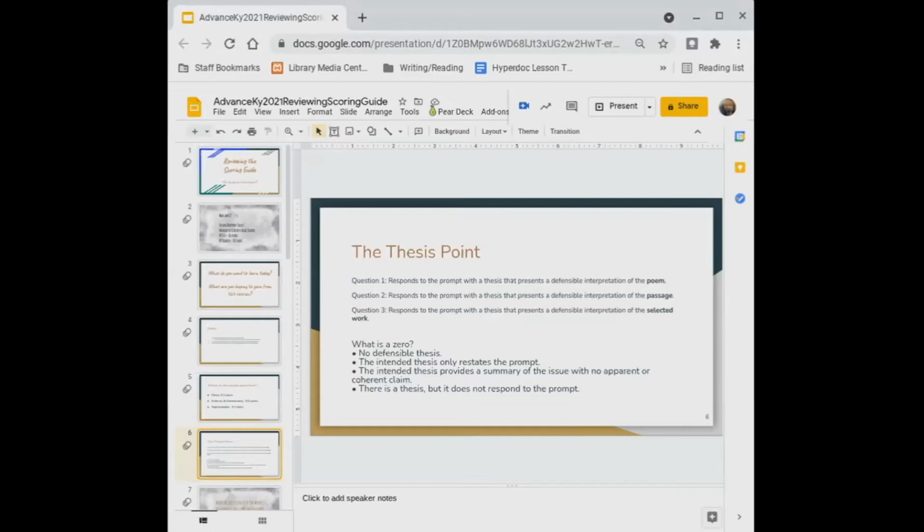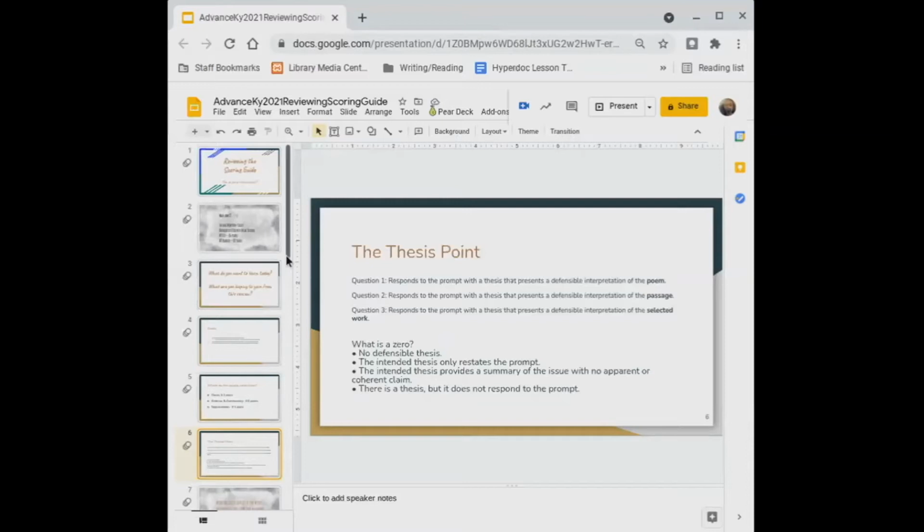Has anyone been missing the thesis point? You can just type, or you can raise your hand too. Who's been missing the thesis point? Nobody. Okay, that's good. All right, that's real good. So we'll maybe go through this a little bit faster.